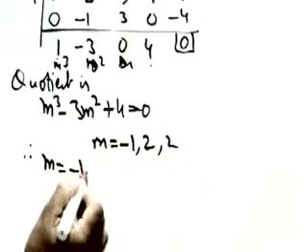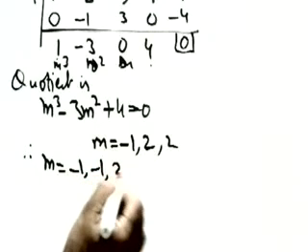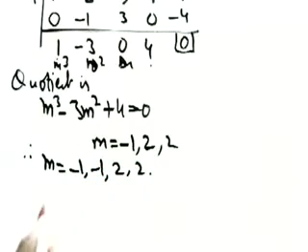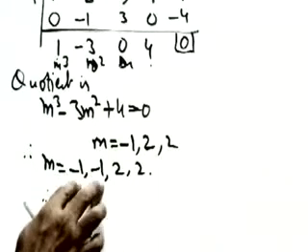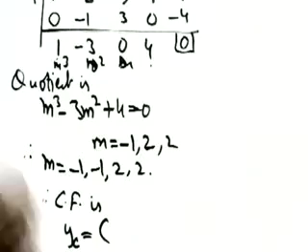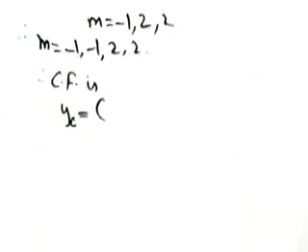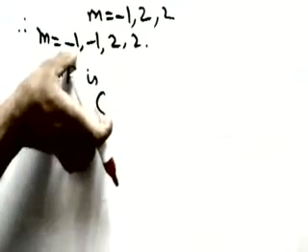Therefore, m = by inspection we got -1, then -1, then this 2, then this 2. So you see here, the complementary function is yc = ... these two are the same. For equal roots we have case 2. Please go through the first part. Those who haven't seen the first part, I request you to go through the first part.